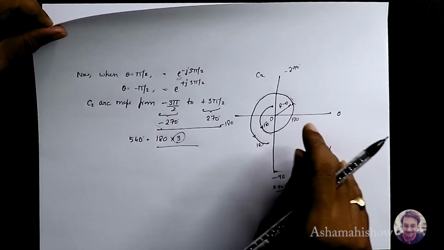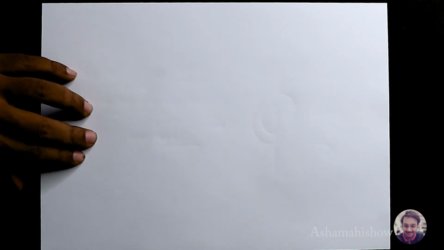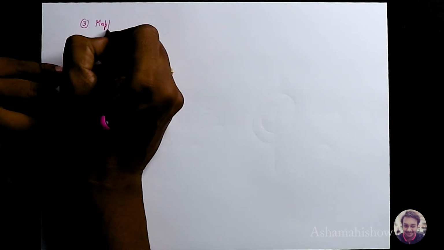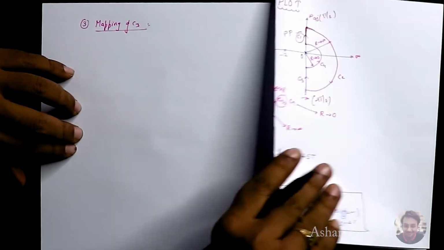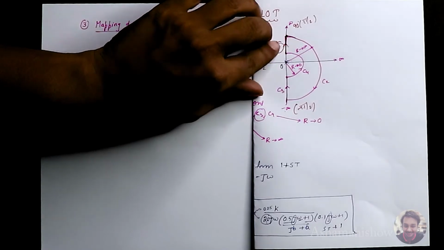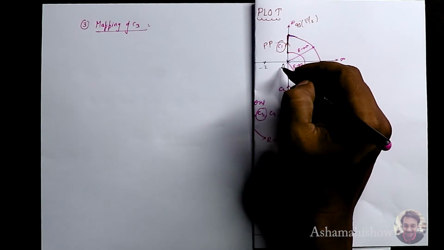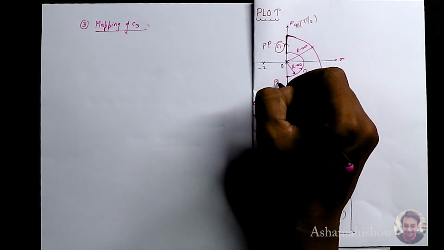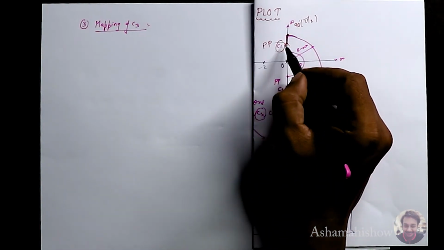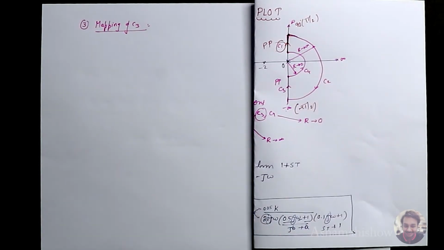Now C3 is left, and this is very simple. Your C1 and C3 are the polar plots, because your C1 is going from 0 to infinity and your C3 is going from minus infinity to 0. So this is also a polar plot, and we can directly draw it, because if we know what C1 is, we can directly draw C3, because C3 is the mirror image of C1.